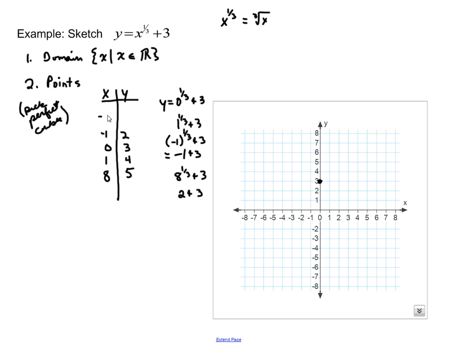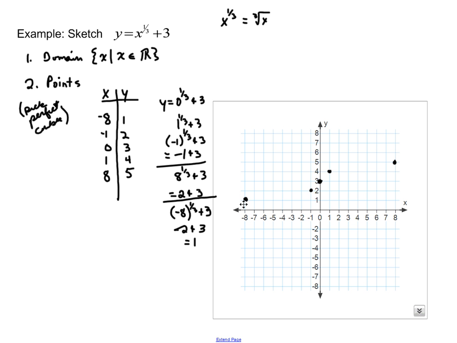And if we put in negative 8, let's see what happens. Negative 8 to the 1/3 added to 3 is equal to negative 2 plus 3. So that's going to give us 1. Well, these numbers seem kind of strange, but let's try it out right here. So we said at positive 1 we're going to get 4, whereas at negative 1 we're going to get 2. If we put in positive 8 we get 5, and if we put in negative 8 we get positive 1.